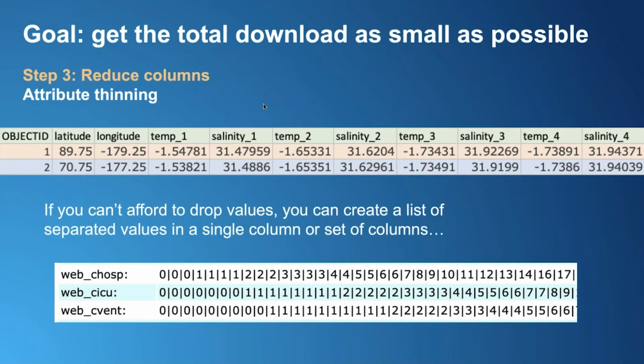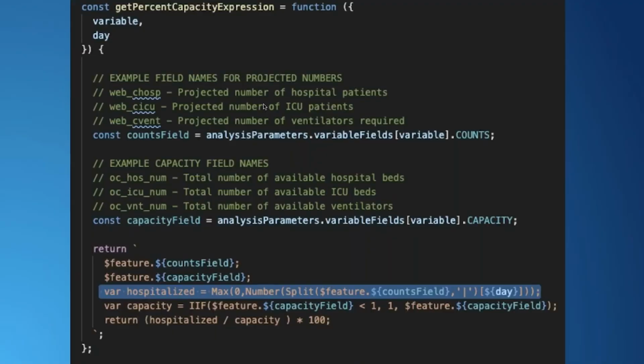And so instead of using separate fields, you can actually squish all those values into a single column and basically store it as a string of separated values. And then you can use an Arcade expression, which is what we did. And this is the capacity analysis configurable app template, in case you're curious. That's what we did here, we set this function on the value expression property of the renderer. And what this does, if you look at that highlighted line, the third one from the bottom there, we're just parsing out the value for a particular day that the user indicates on a slider.